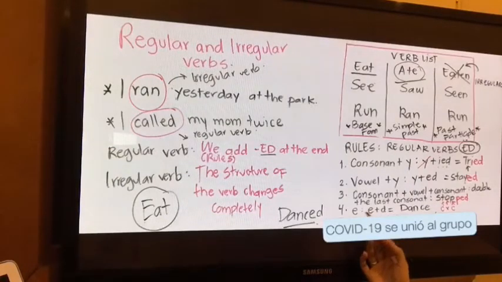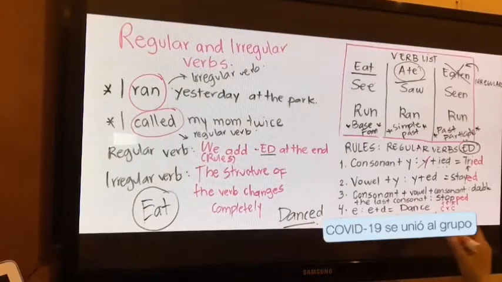In the fourth rule, we have that if I have a verb that ends with an E, the only thing that I have to do is add D. We don't have to double E. That will be wrong. So as you can see here, I have dance. Dance ends with an E. The only thing that I have to do is add a D.